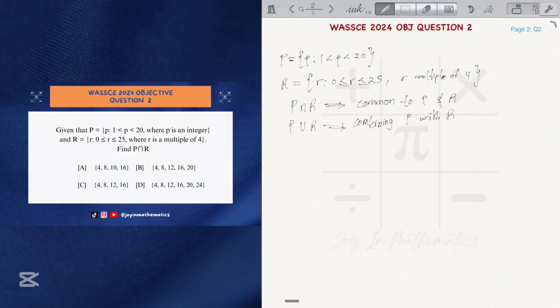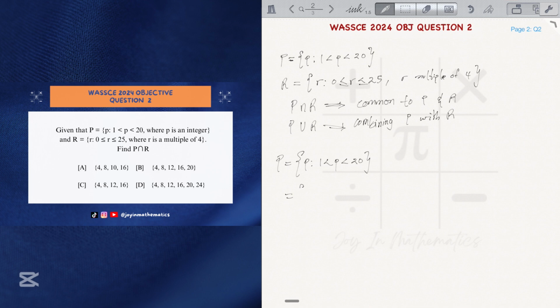We understand that P is greater than 1 and less than 20, and the values of P are integers, and R is greater than or equal to 0 and less than or equal to 25, where R is a multiple of 4. So let's begin with P. P is greater than 1 but less than 20, and the condition is that P is an integer.